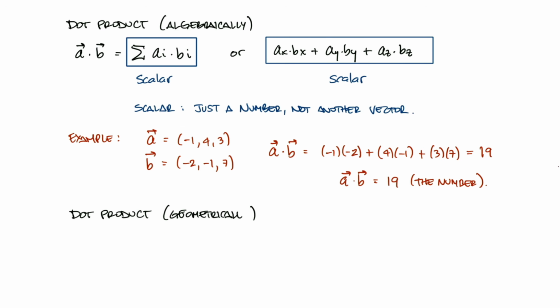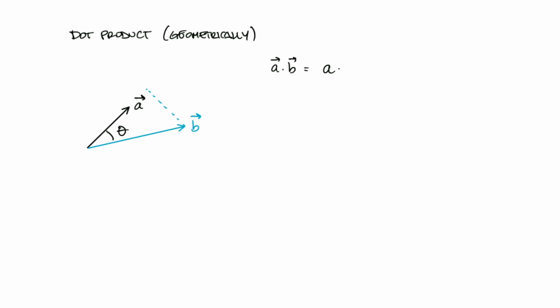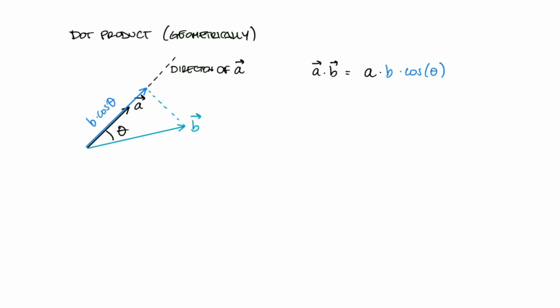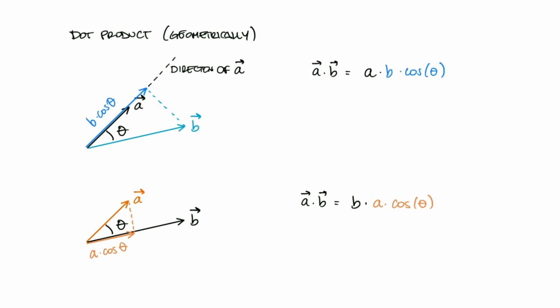Geometrically, the dot product is the multiplication of the magnitude of the component of both vectors in only one direction. This means that the dot product can also be expressed as a times the component of b in the direction of a, or b times the component of a in the direction of b. Either way, we end up with magnitude of a times magnitude of b times cosine of theta.